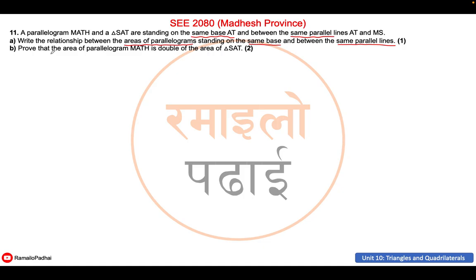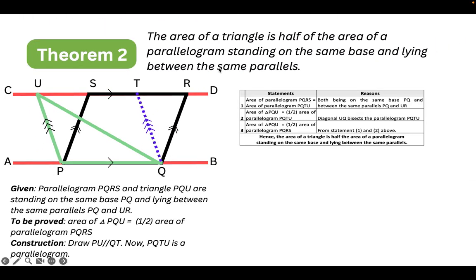Now moving on to B, prove that area of parallelogram MATH is double the area of triangle SAT. So this is theorem 2 of our study in triangles and quadrilaterals. Theorem 2 states that area of triangle is half the area of parallelogram. That means the area of parallelogram is double the area of triangle. So we need to write this and prove this.